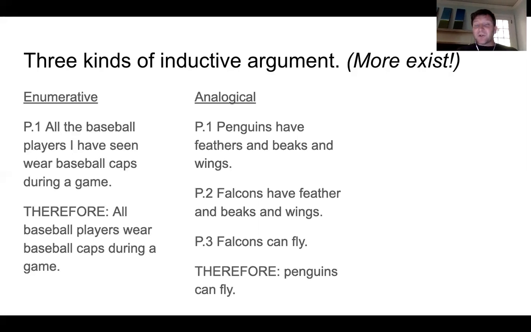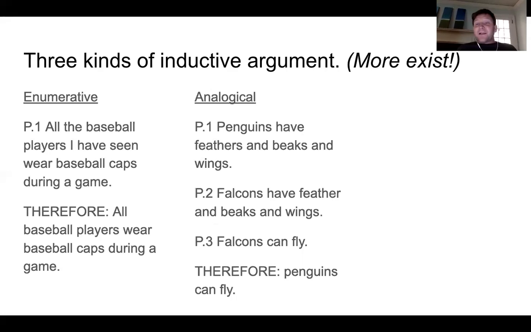So an analogical inductive argument is where you use comparison between two things, right? So you notice that thing A has lots of qualities that are the same as thing B, and because thing A can do a certain thing, you infer that thing B can do that thing too. So in this case, you notice that a penguin has feathers and wings and beaks and, you know, claws, do they have flippers? But you know what I mean, feathers and beaks and wings.